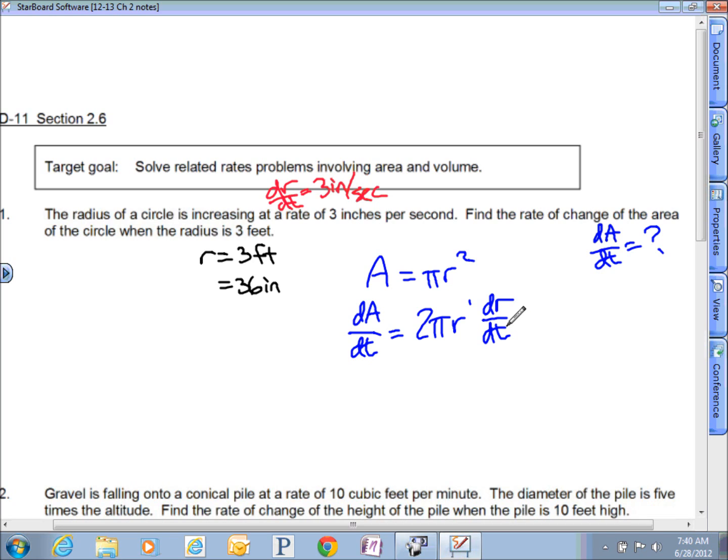Hey, isn't it interesting? dA/dt would be the rate of change of the area of the circle. And here's 2 pi r. 2 pi r, isn't that the formula for circumference of a circle? So the rate of change of the area of a circle would be related to the circumference of a circle. Interesting. Anyway, so now we just take our stuff and we start plugging it in.